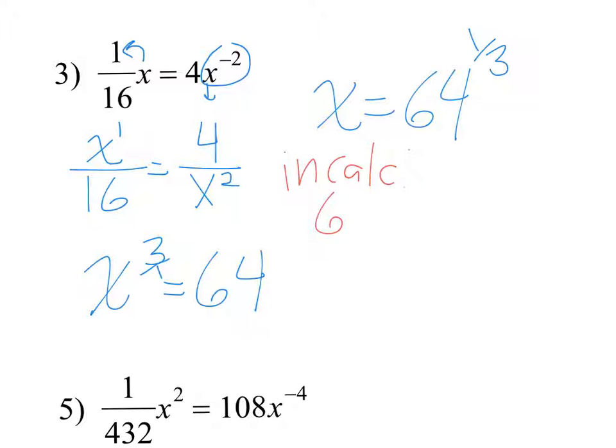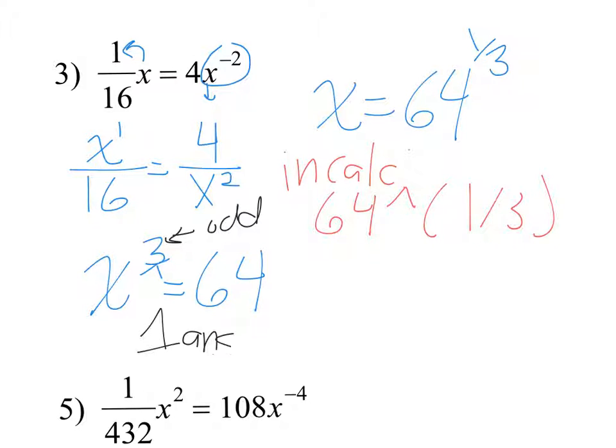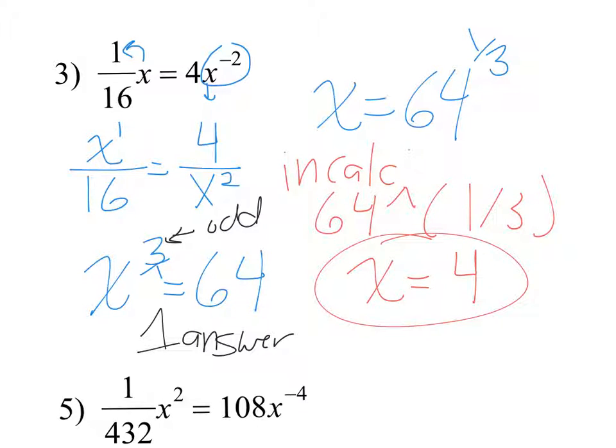by typing 64 to the parentheses 1 divided by 3. Now, since 3 is an odd number, I know I'm going to only have one answer. Okay, whatever the calculator tells me is going to be my answer, and the answer in this case is going to be 4.